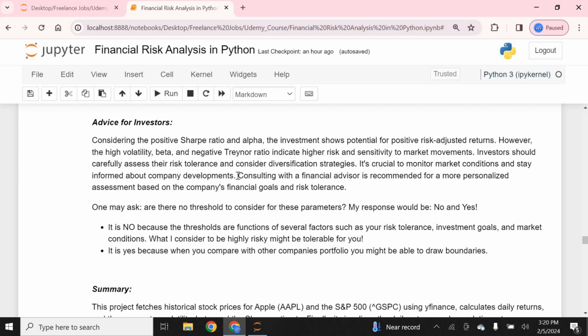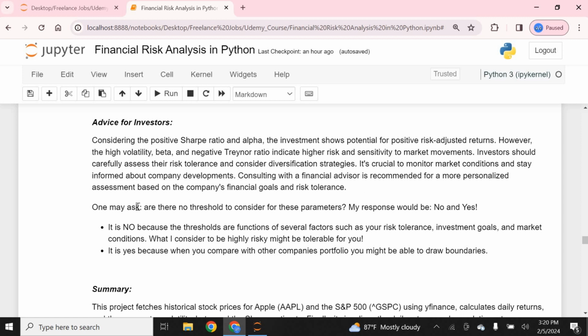However, I am a data analyst. I am not a risk analyst. So it will be better for the investors, that is the people that managers will be talking to, it will be highly recommended to consult a financial advisor for a more personalized assessment based on the company's financial goals and risk tolerance.